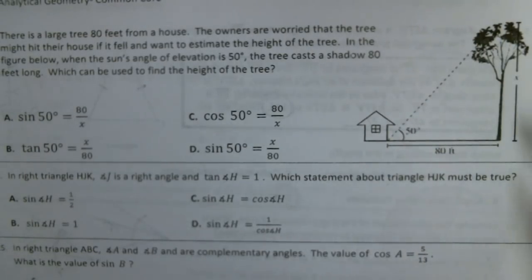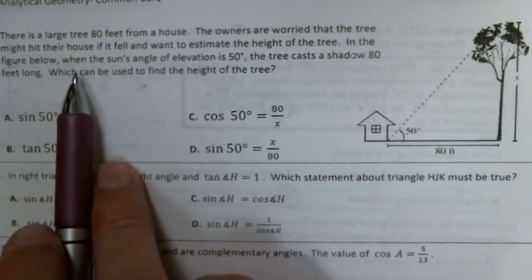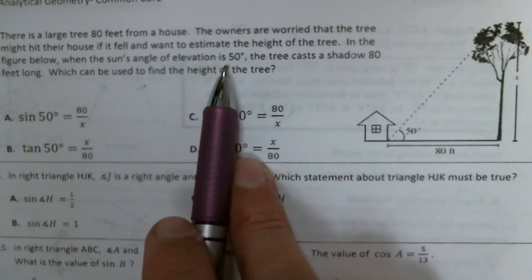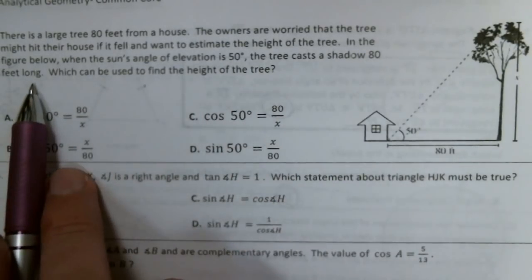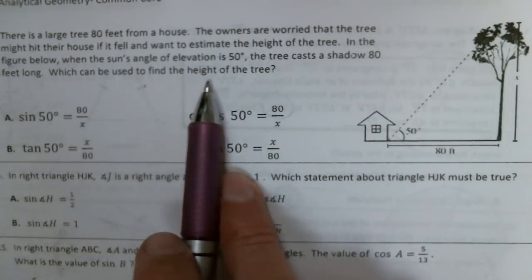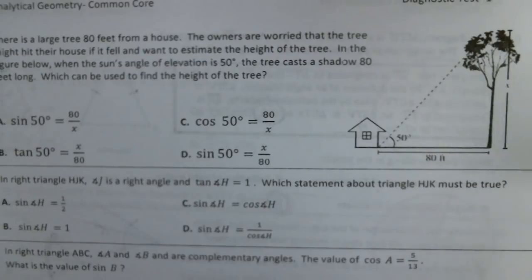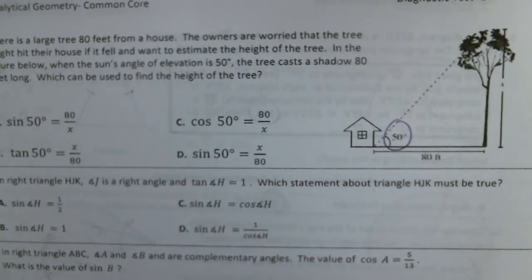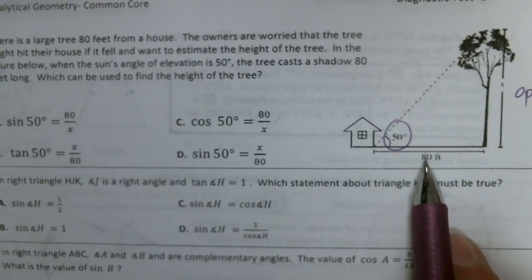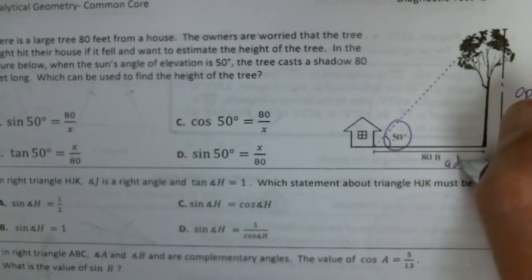It's kind of funny. All right, so in the figure below, when the sun's angle of elevation is 50 degrees, the tree casts a shadow 80 feet long, which can be used to find the height of the tree. What did we just say? What's the first step? Circle your angle. Second step is what? Label. I don't have anything for the hypotenuse, so I don't need to label that. The x is on the opposite side. The x is farther away than 80. So x is my opposite, and then 80 is my adjacent.